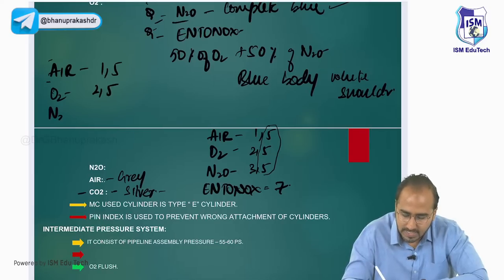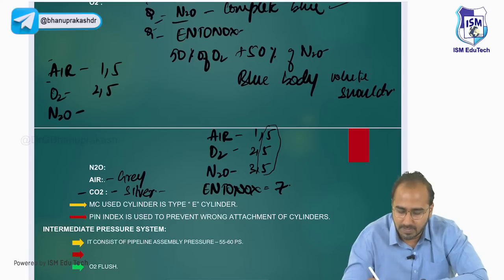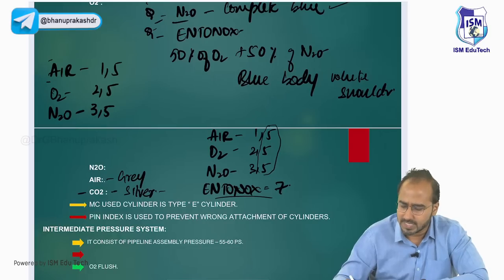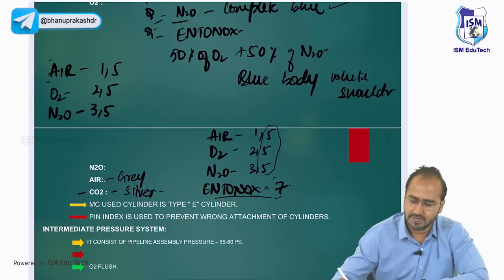For nitrous, the 5 stays constant for all. Nitrous oxide has 2 molecules of nitrogen and 1 molecule of oxygen. Total how many molecules? 3. So it will be 3.5. The second number is always 5. And Entonox is 7, it has a unique pin index. If you want to remember, count the letters in the spelling of Entonox: 1, 2, 3, 4, 5, 6, 7. So the pin index is 7.